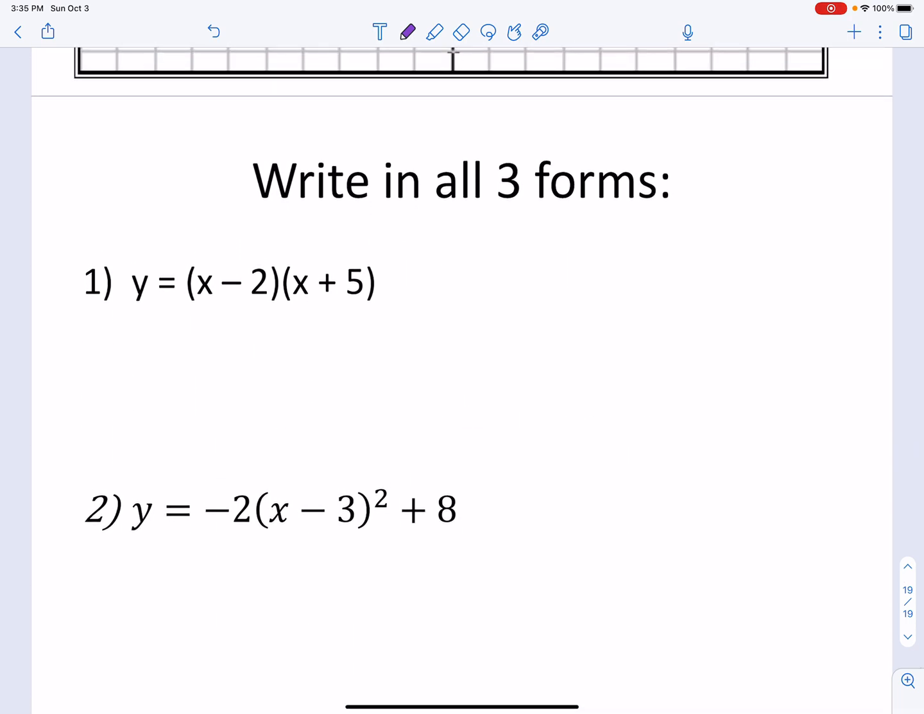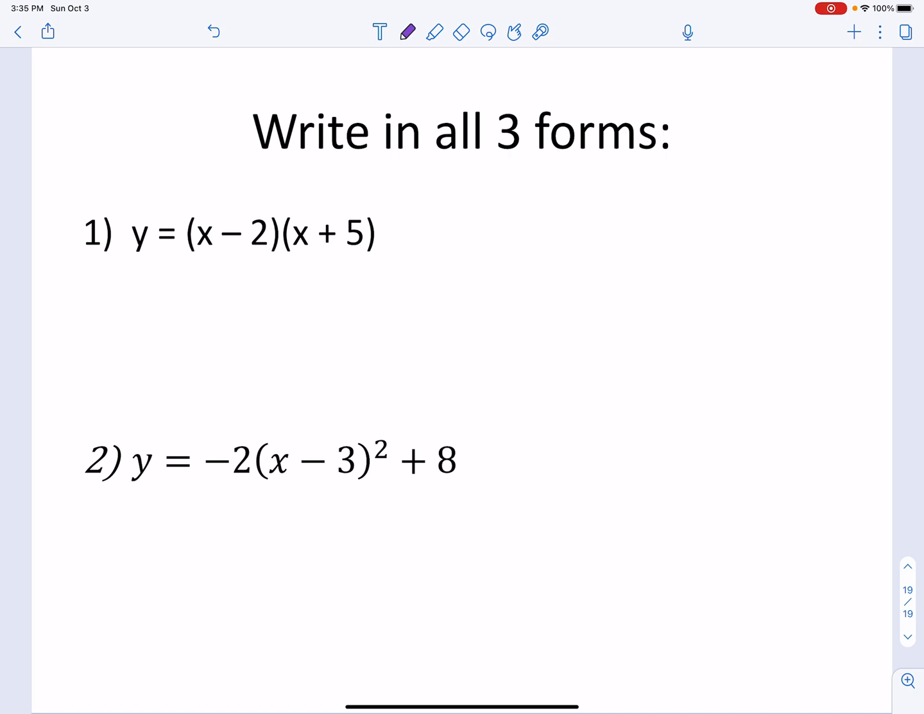Okay? So I'm going to hit pause, or have you hit pause, and I would like you to take these two and write them in all three forms. That's what the quiz is going to be over today, is writing things in the other forms. Okay, so pause, do these.